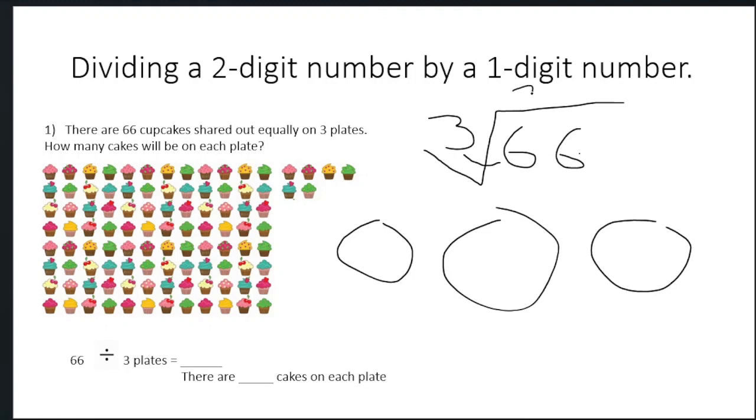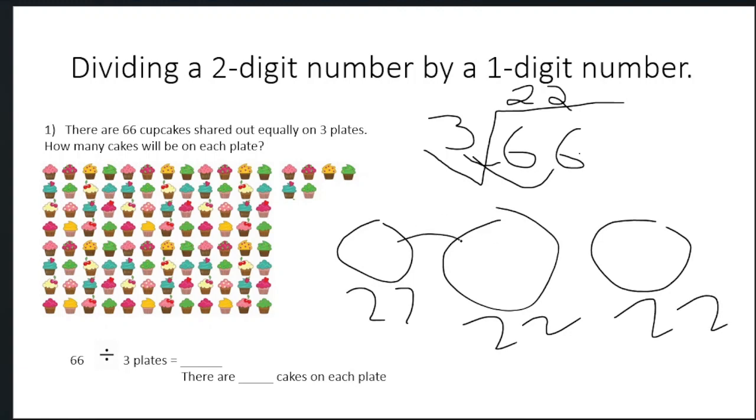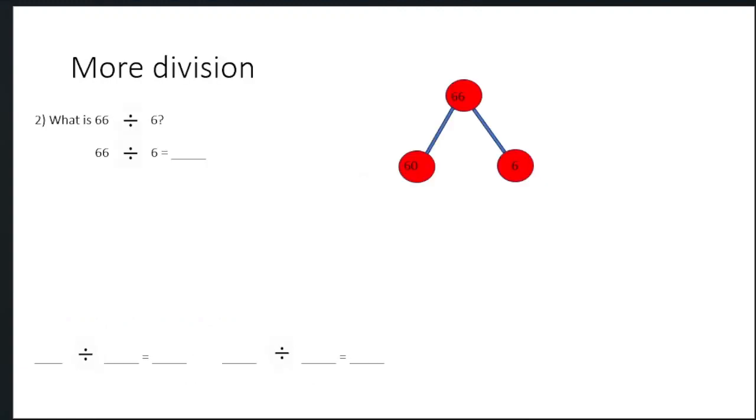And we know that is 2, so 3, 6. And now the same thing for the last number, how many 3s are in 6? And again, it's 2. So we know that one plate has 22 cakes, the second plate has 22 cakes, and the third plate has 22 cakes. We have 3 equal numbers that make up our 66. So the 66 divided by 3 equals 22.